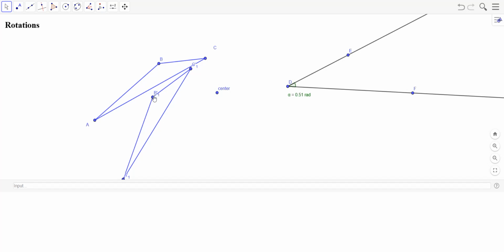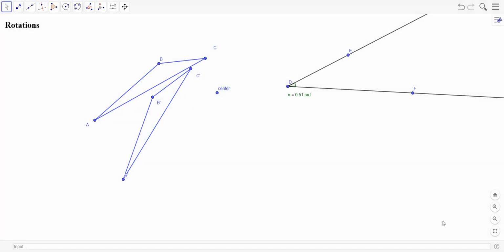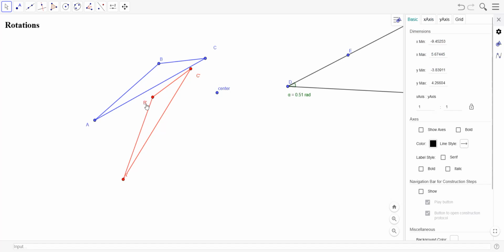We've got a little bit too many versions of the vertices here. Let's not worry about that. Now I want to turn all of this red just to make a distinction between the pre-image and image. This is cosmetic, but it's kind of helpful to see what's going on. Okay, so we see the pre-image and the image there.